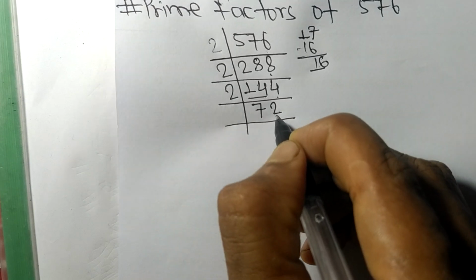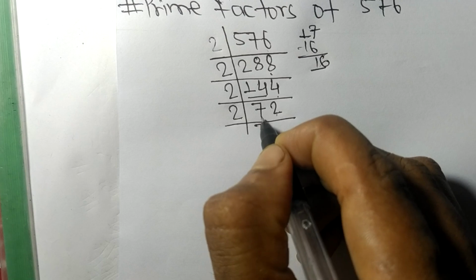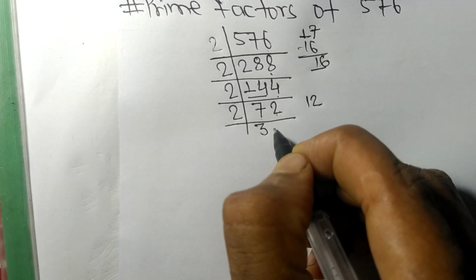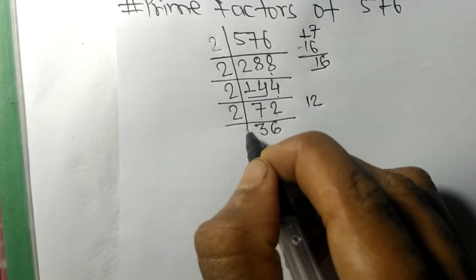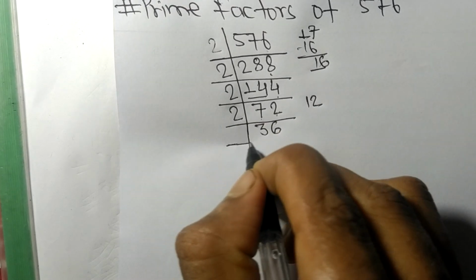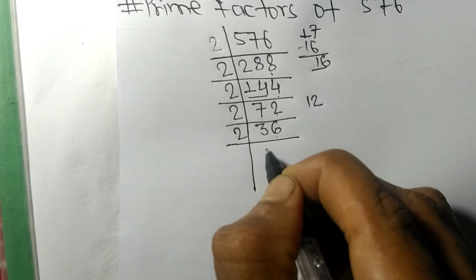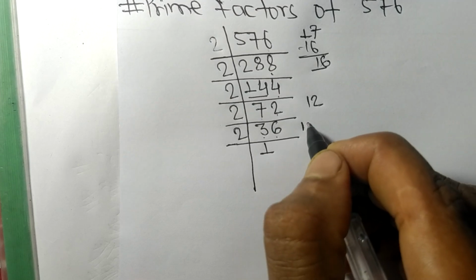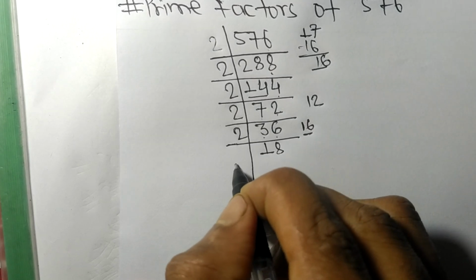Again even number 2, so divisible by 2. 2 times 3 means 6, remainder 1. And then 2, 12. 2 times 6 means 12. So now again we have even number 6, so divisible by 2. 2 times 1 means 2, remainder 1. And 6, 16. 2 times 8 means 16.